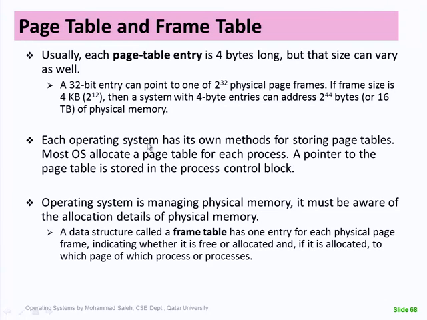So that's the mapping. However, the page table has something more than that. I think you have seen that one additional entry to the page table is the valid-invalid bit. Do you remember that? Valid and invalid bit. And what is it used for in a page table?